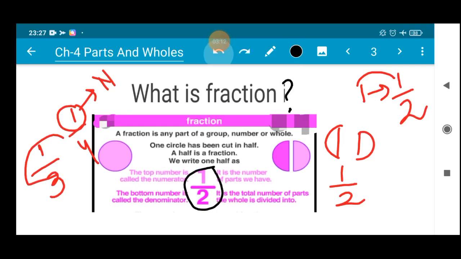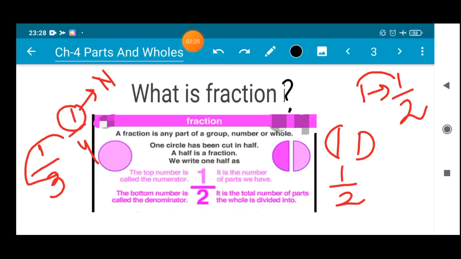So the top number is called the numerator. This part I have already mentioned. And the bottom number is called the denominator. It is the total number of parts the whole is divided into. So this is actually a fraction.